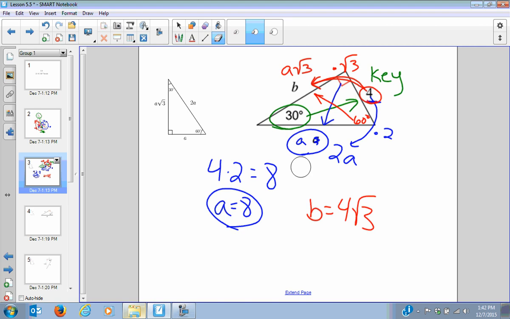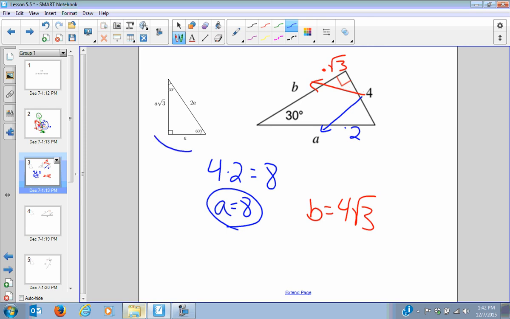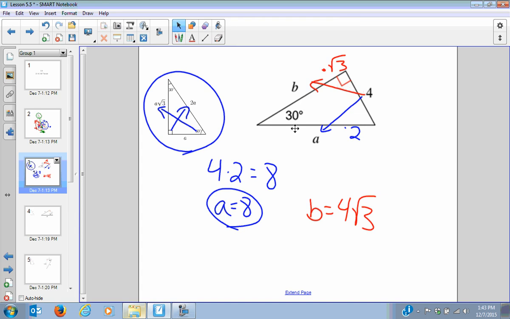So I'll erase all this now. Kind of make it a little simpler, hopefully. This, you're going to multiply by the square root of 3. This, you're going to multiply by 2 to get that value. That's what this right here is, I left that up there for you to refer to. Across from the 90 is 2A, across from the 60 is A square root of 3. So that's how I'm getting those values right there.